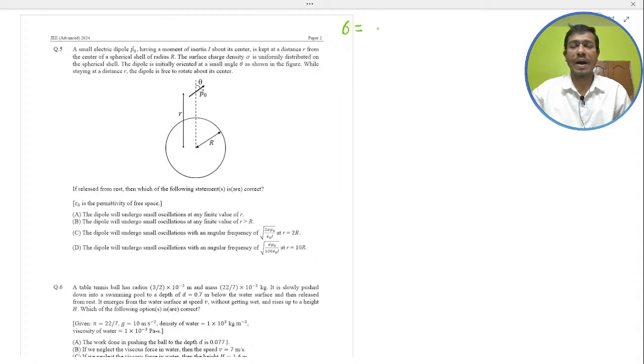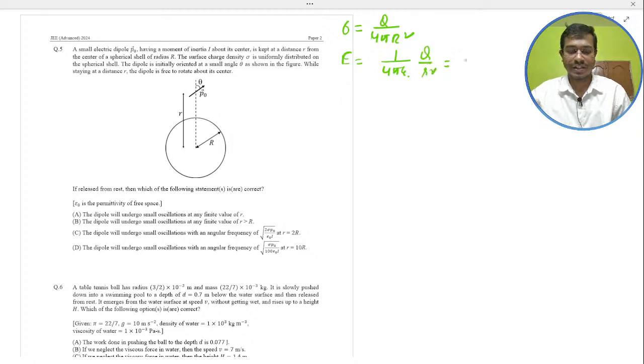So the sigma surface charge density is Q by A. For a spherical shell, this is 4 pi r square. And the electric field is 1 by 4 pi epsilon naught Q by r square. This is nothing but sigma r square divided by epsilon naught r square. This is equation number 1.